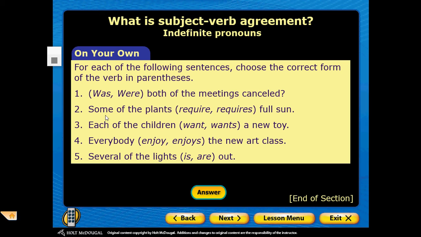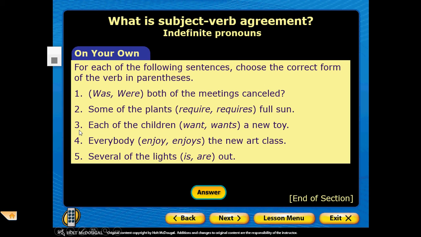So if it's plural, then we drop the S. We've got enough S's, as we said before. With the plural noun, we've got enough S's, so we choose the one without S because the verb without S is in the plural form. Okay, so most of the plants require full sun. That's absolutely right.